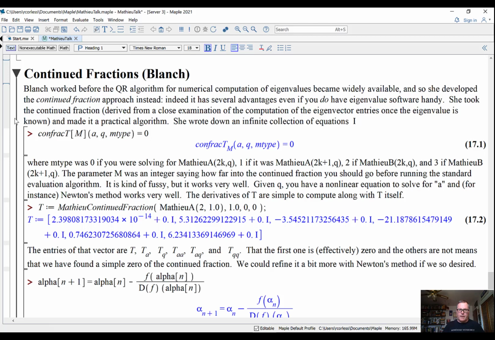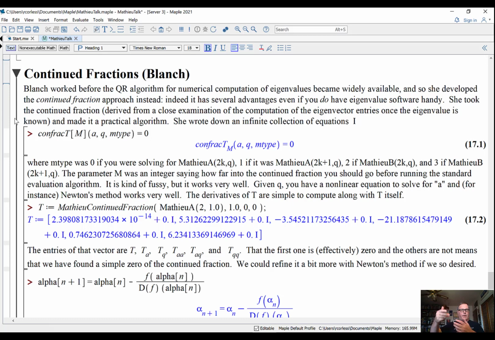Ince had found a continued fraction, which was equivalent to the eigenvector computation. Apparently Heine had also found that, but we think that was independent. But it was Blanche that turned that continued fraction into a practical algorithm. So how did she do that? She wrote down an infinite collection of continued fractions, where you have this continued fraction equal to 0.